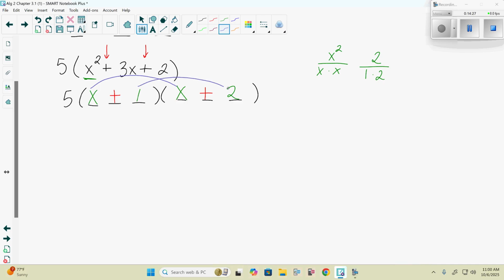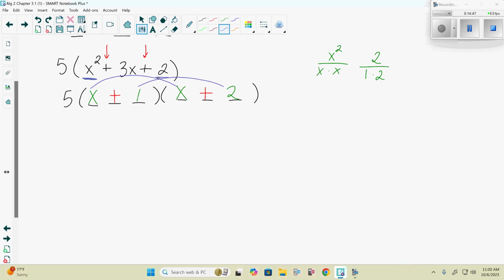1 times 2 is 2. Well, where did we get the 1 and 2 from? The factors of 2. So the first and last really give us the first and last term. Well, we got those numbers from the factors of the first and last term. So they should get us back to where we want.